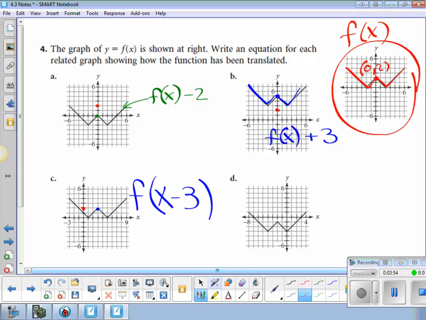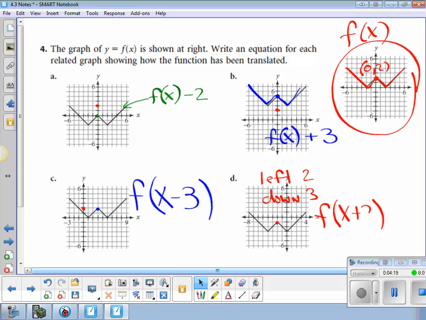Finally, D, the point 0, 2, apparently has moved a couple different ways. It looks like it's gone left 2 and down how many? Looks like it's gone left 2 and down 3. So this has a multiple transformation. It's got a couple different things going on. To make it go left 2, you put a plus 2 in the parentheses with the x. And how do you tack on a down 3? Minus 3 on the end. So those are the 4 answers for number 4.